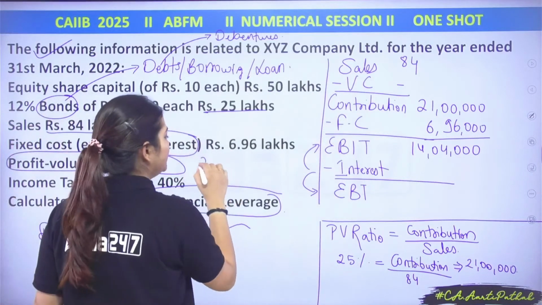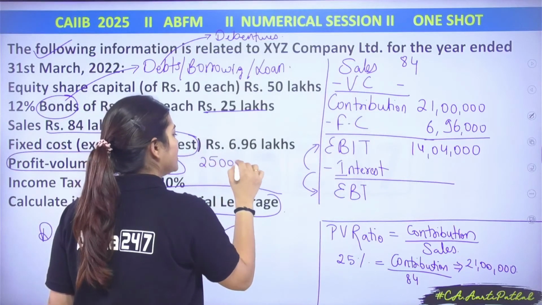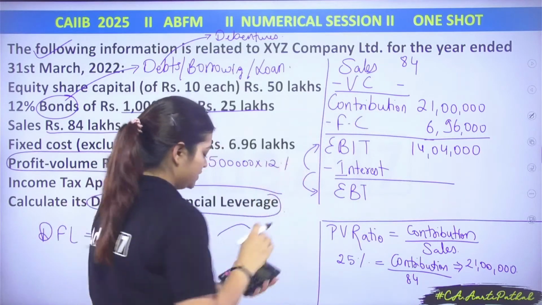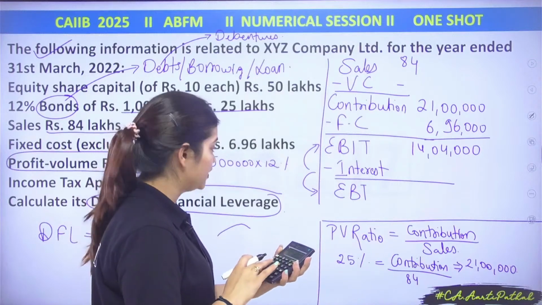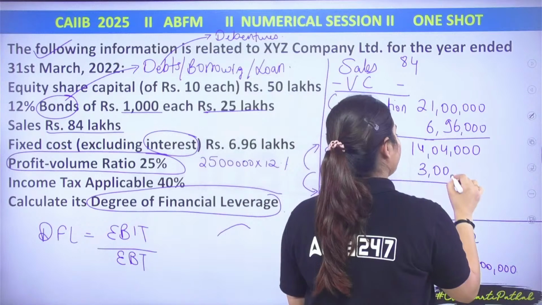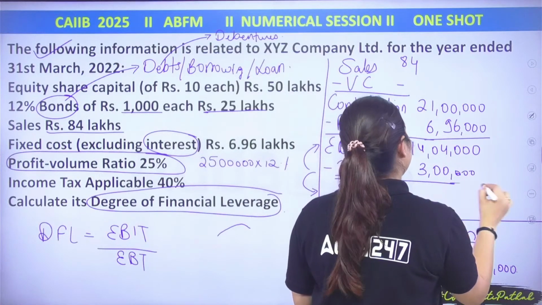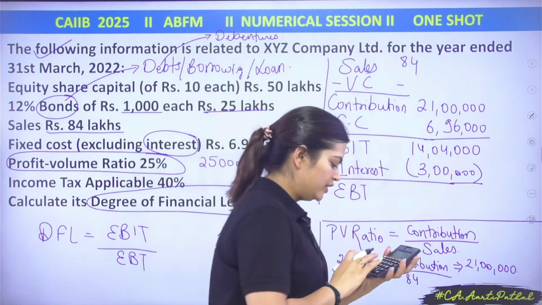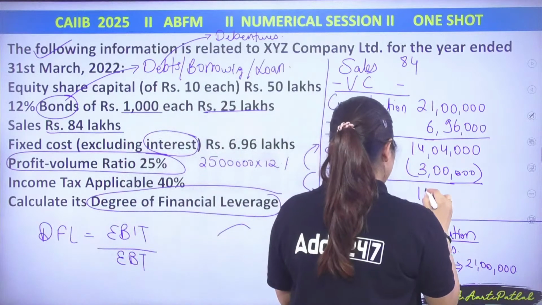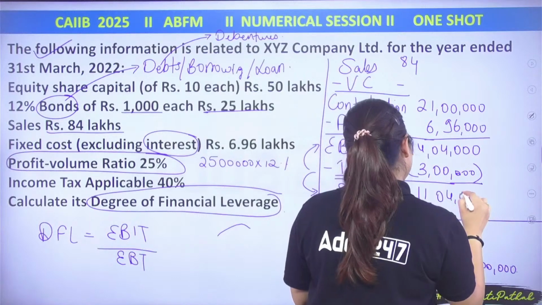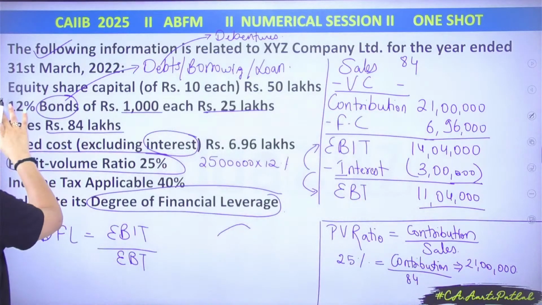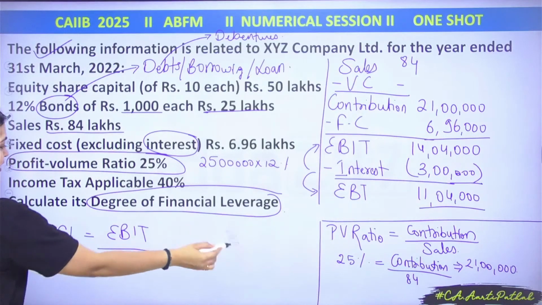So how to calculate interest? 25 lakhs into 12%. So this will give you 25 lakhs into 12%. So this is your 3 lakhs. This is your 3 lakhs. So finally, your answer for EBT is 11,04,000.